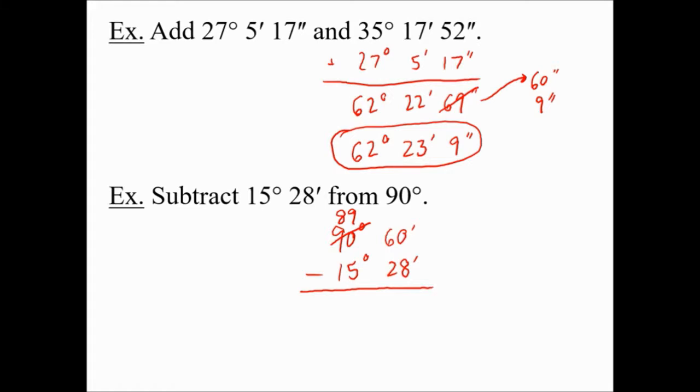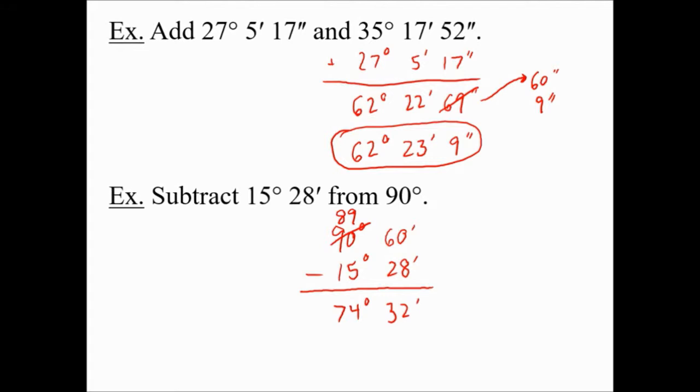I think it's called borrowing when you're learning second grade. So we're borrowing 1 degree, turning it into 60 minutes. Now if I subtract these, I'm going to get 32 minutes, and subtract these, I get 74 degrees. So the difference here would be 74 degrees, 32 minutes. Okay, so this is the first part, just working with degrees, minutes, seconds.